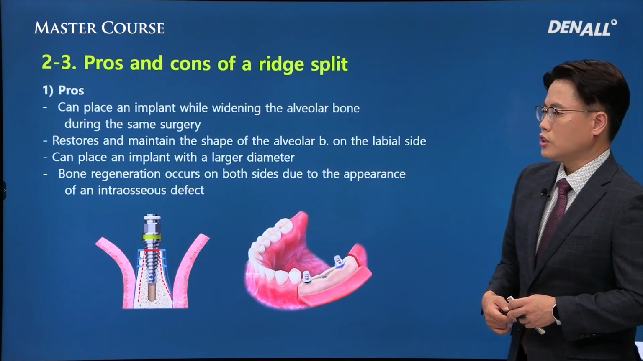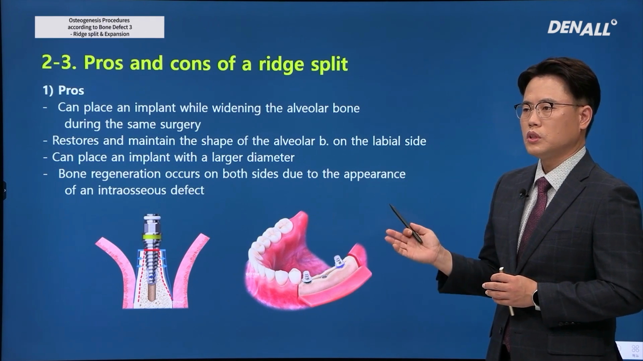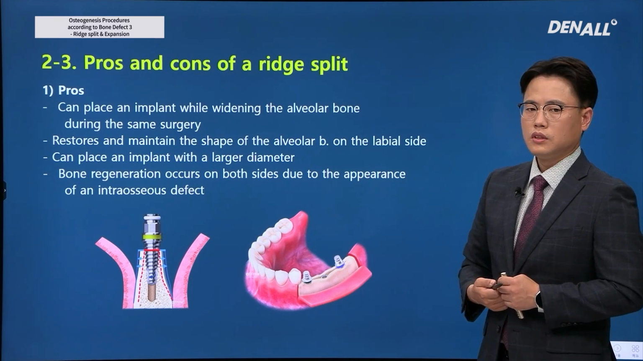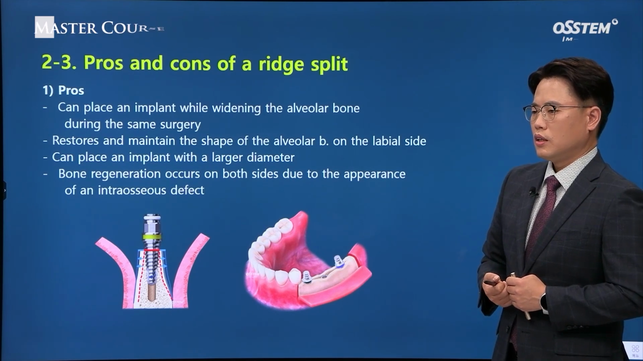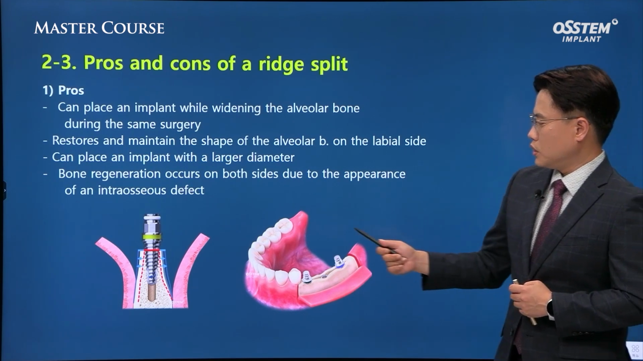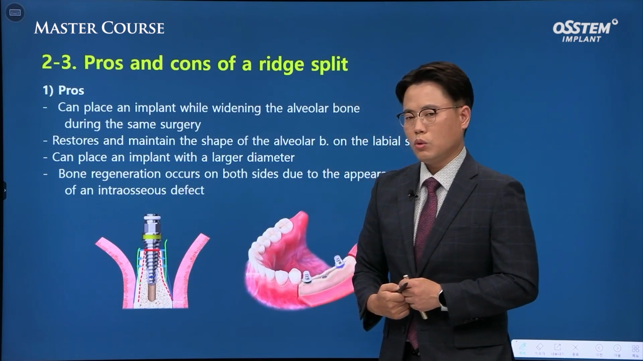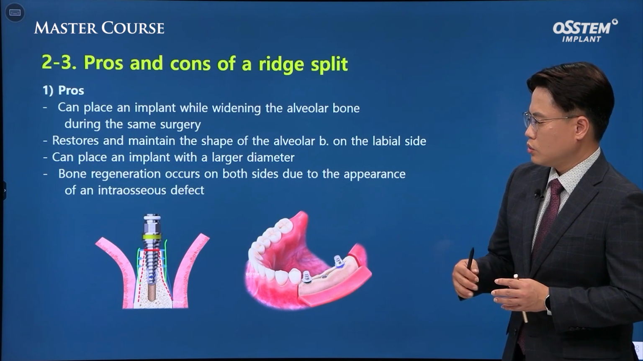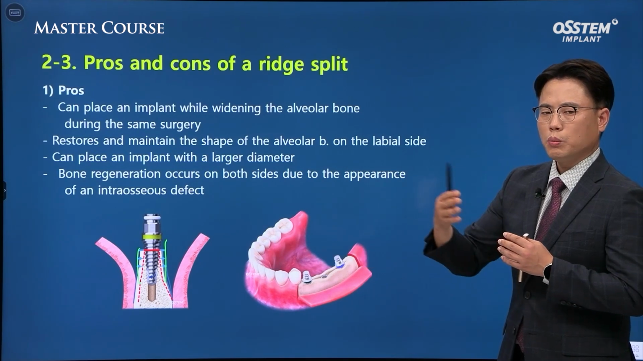The pros of ridge split. GBR and block bone graft have been mentioned. Why should we do ridge split? Why is it important? This will be addressed again later, but if you do ridge split on both sides, there's going to be cortical bone. Be it GBR or block bone graft, it's going to be extra bony augmentation.